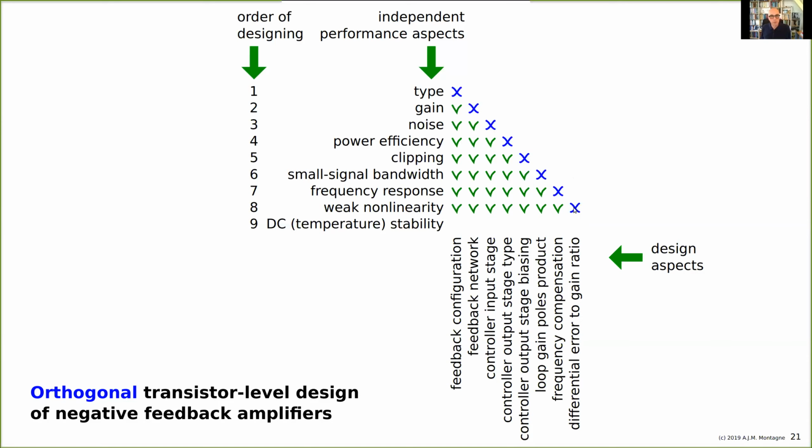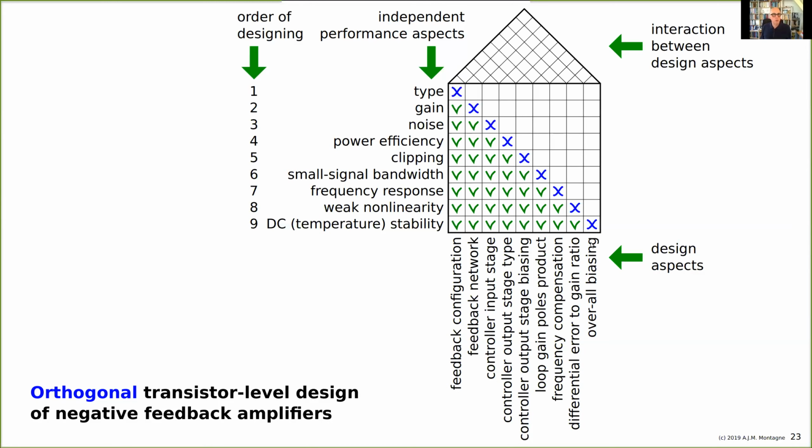And then we have weak nonlinearity. Then we are going to study the differential error to gain ratio and see what means we have to correct it. It can be independent of the previous ones, and the DC stability. So this is the sequence that we will do. This is called the house of quality. It comes from quality function deployment, and in the roof here, you can say on top, where are there possible interactions between some design steps? Are they positive, negative, or undecided, positive or negative?